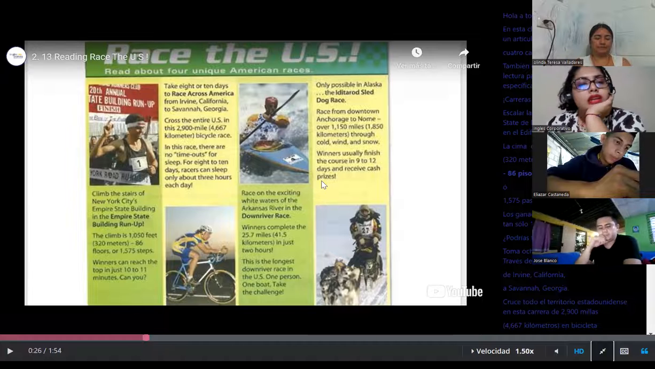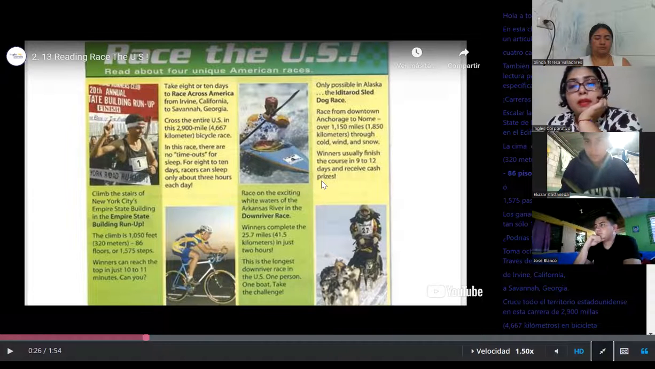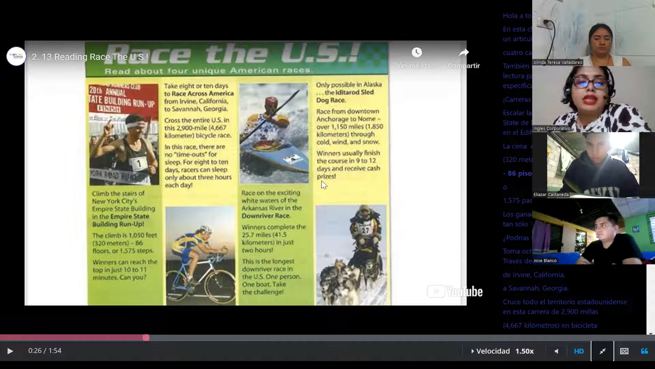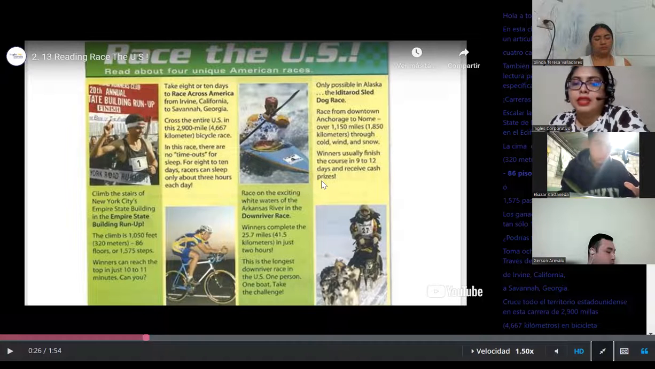Esta es una carrera inusual o diferente, ya que es escalar, básicamente subir las escaleras del edificio del Empire State. Es una carrera que está basada en subir las escaleras de ese edificio que es de 1050 pies, que son 320 metros de altura, son 86 pisos y son 1575 pasos. La cosa es que el ganador tiene que llegar a la parte más alta del edificio en solo 10 u 11 minutos. No puede pasar de esa cantidad de tiempo. Tiene que ser de 10 a 11 minutos para ser el ganador.